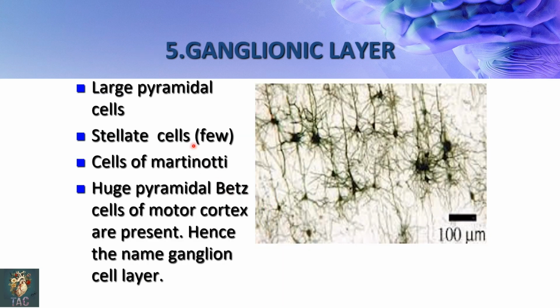Now, the fifth layer is also called the ganglionic cell layer. It is also called the inner pyramidal cell layer. Contains large pyramidal cells, few stellate cells. Cells of Martinotti are also present. These huge pyramidal cells of the motor cortex are present. So you can see these larger cells, also called Betz cells. They belong to the motor cortex. Hence the name the ganglionic cell layer. Their size reaches up to 100 micrometers.